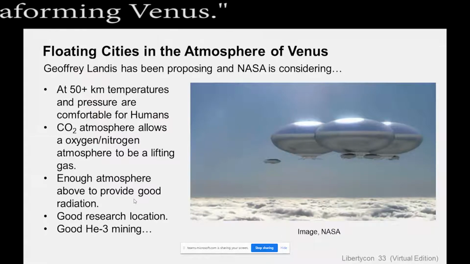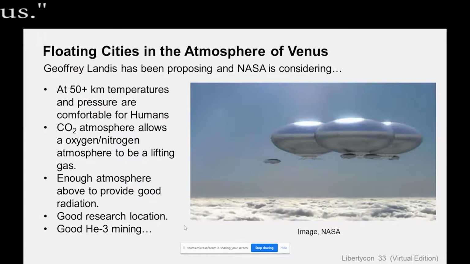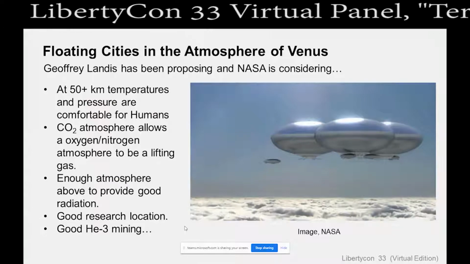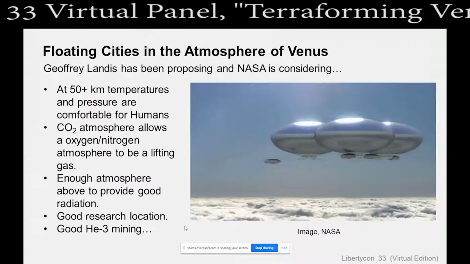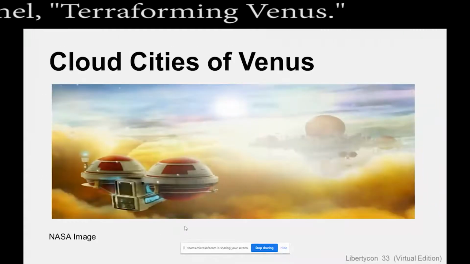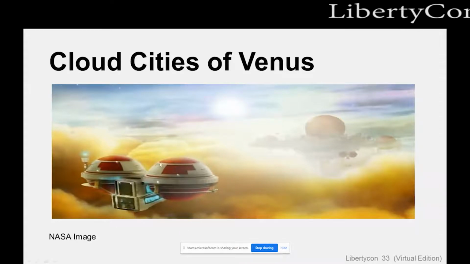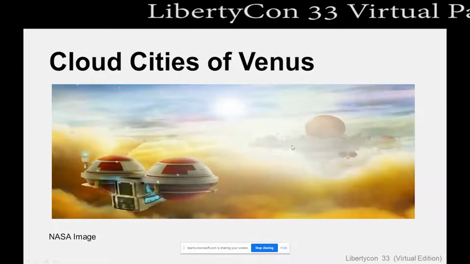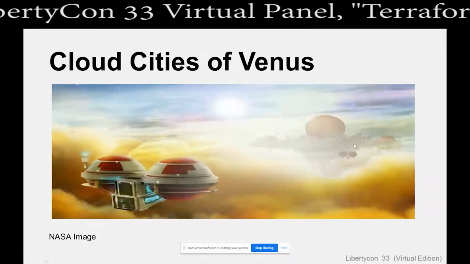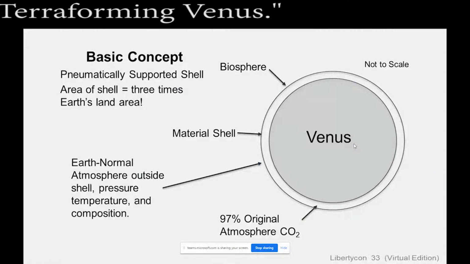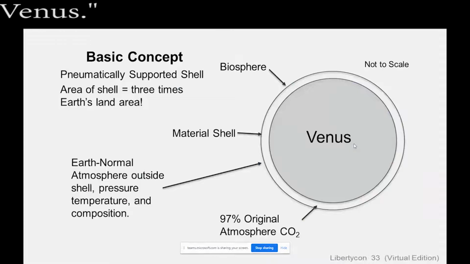And it's a good location if you want to do some helium-3 mining. So again, if you're looking for an interesting setting for a science fiction story, think about a cloud city floating around in the Venetian atmosphere. Here's another image. I think NASA put this one out, showing a little Zeppelin craft approaching a cloud city. So we can probably do cloud cities pretty easily.